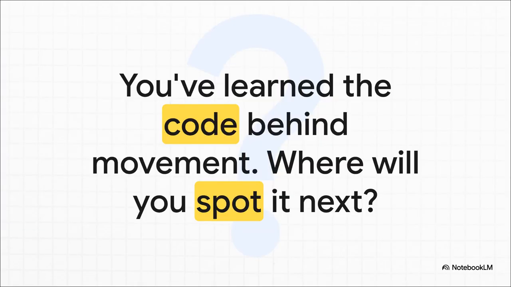So, from the pattern on a tile floor, to the spinning rims on a car, to your own reflection in a window, our world is just absolutely filled with translations, reflections, and rotations. You've now learned the secret mathematical code behind all of it. So the only question left is, where are you going to spot it next?